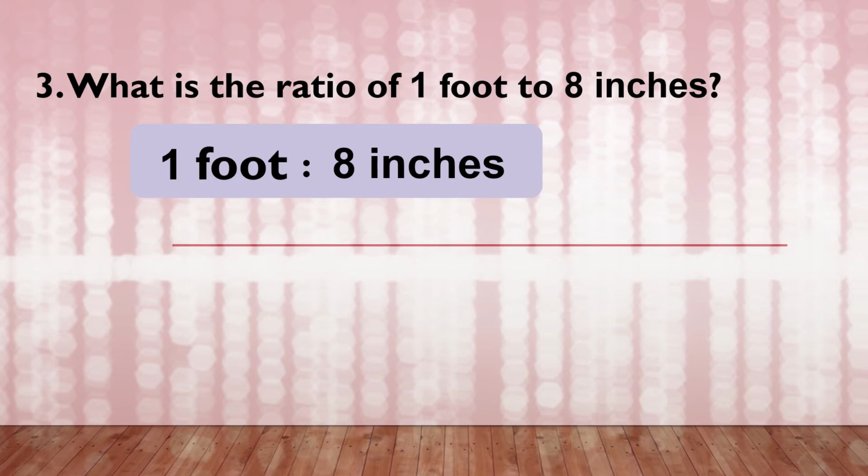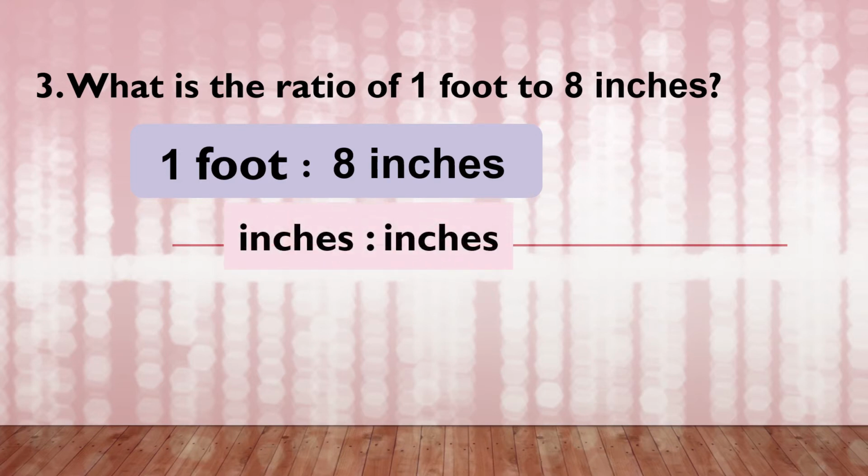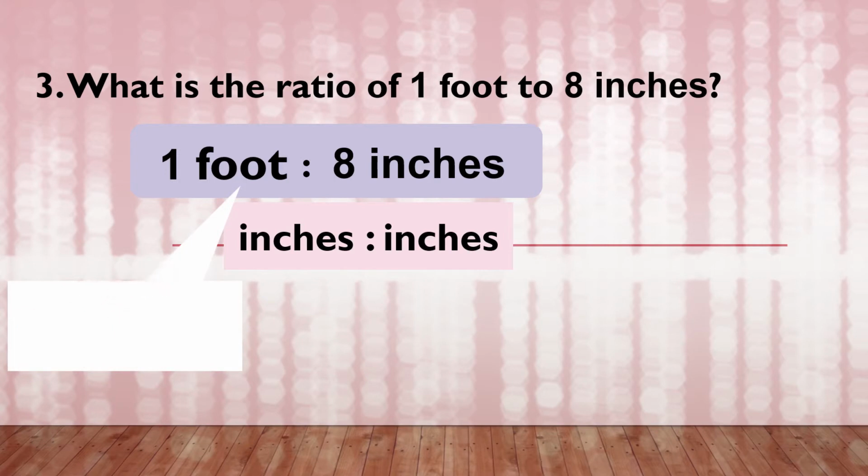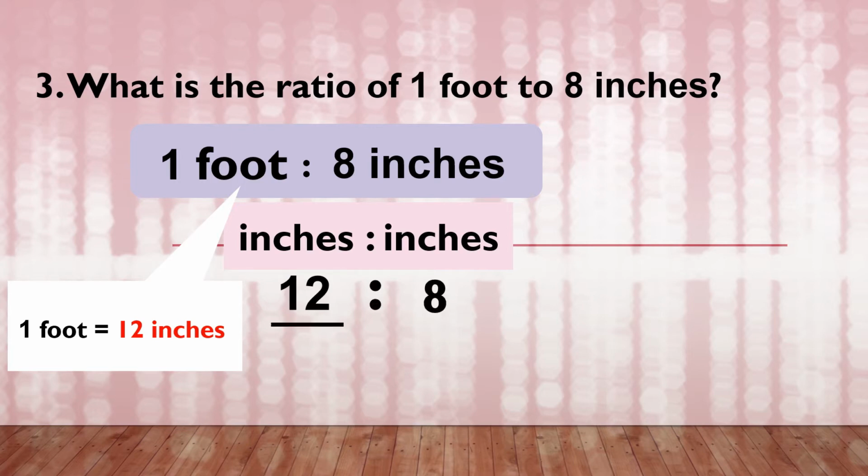So it's a matter of converting one of them in such a way that they will be having the same unit, and I prefer just comparing inches to inches. So we have to convert 1 foot to inches. We all know that 1 foot is 12 inches. So we have now 12 inches is to 8, and then getting their simplest term, dividing both of them by 4. Therefore, the ratio of 1 foot to 8 inches is 3:2.